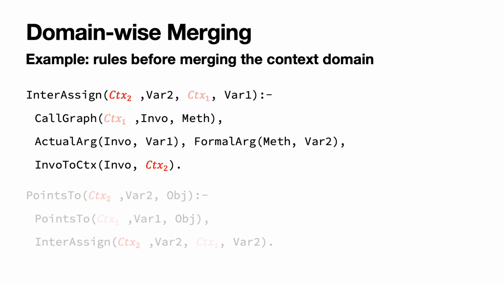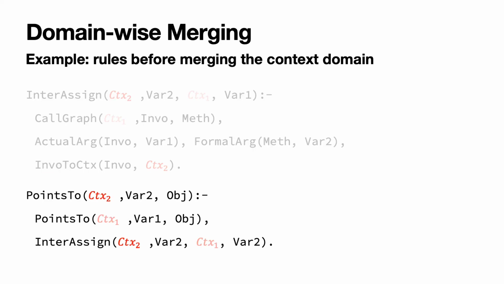The rule above derives an assignment from an actual argument variable 1 at the invocation side to a formal argument variable 2 at the method entry. According to context, context 2 is generated and tagged to variable 2. And then in the rule below, points-to relations of variable 2 are derived from points-to relations of variable 1.